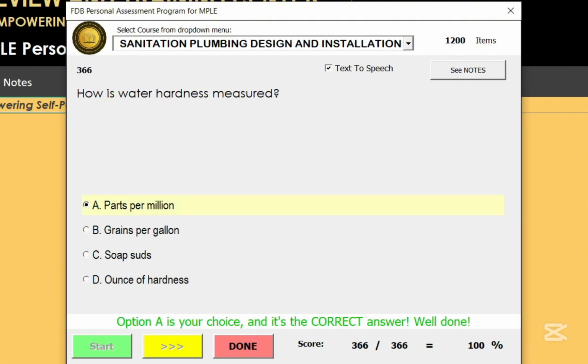Option A is your choice, and it's the correct answer. Well done.